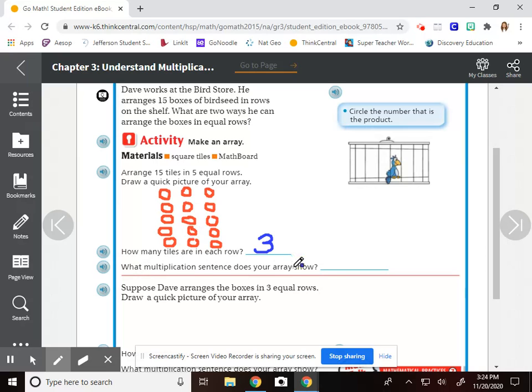What multiplication sentence will go along with our array? Well, just like we would do 5 groups of 3, 5 jumps of 3 on a number line, in an array we have 5 rows of 3. And we write that as 5 times 3, 5 groups of 3 equals, and our total number of counters was 15. Okay, so I have an array, 5 rows, 3 counters in each row for a total of 15 counters.